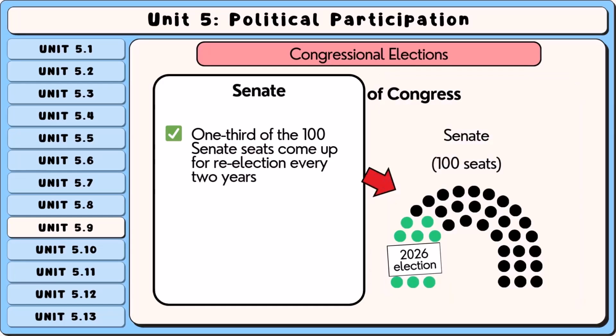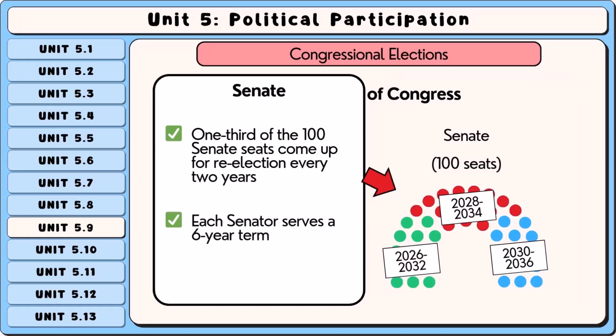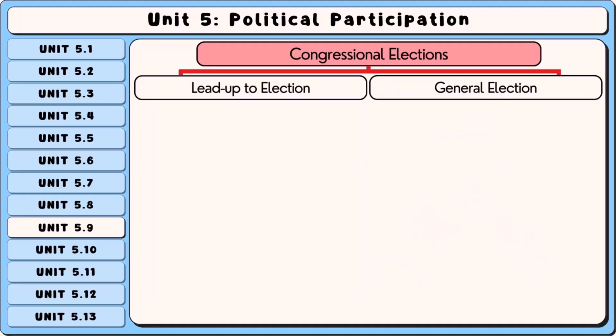About 1/3 of the 100 Senate seats come up for re-election every 2 years, and each senator serves a 6-year term. Okay, so let's look at the election processes for Congress. First, we will look at what happens in the lead-up to congressional elections, and then we'll explore how general elections, including both presidential and midterm years, shape congressional results.